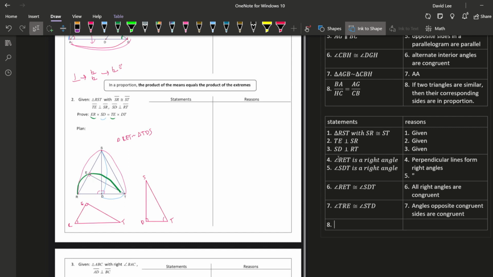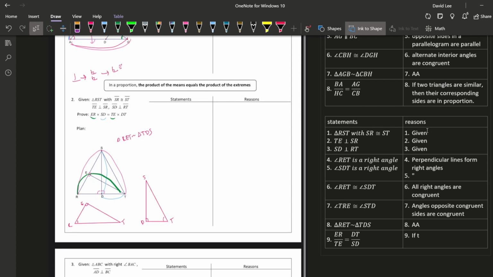Right, and now we have angle, so we can immediately say triangle RET is similar to triangle TDS because angle, and then we can do right here ER over TE equals DT over SD. I'm just kind of dividing both sides. So ER over TE is equal to DT over SD. This is why you want to analyze everything before you write it down.